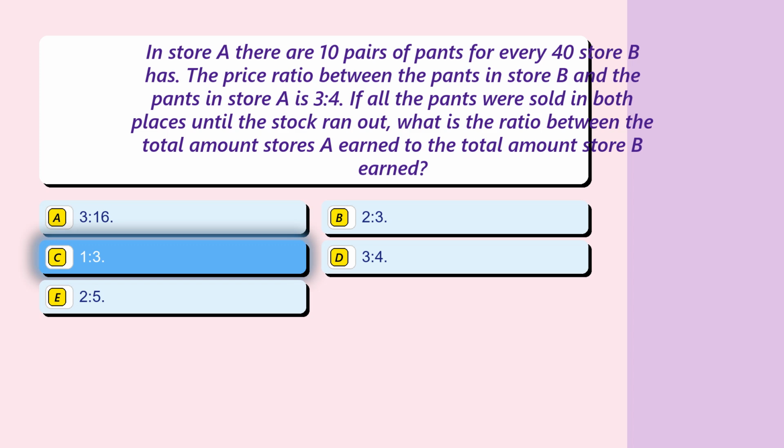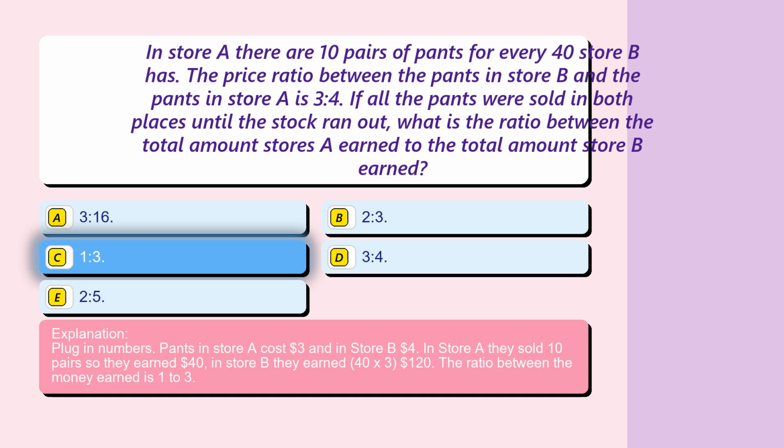The correct answer is option C, 1:3. Plug in numbers. Pants in store A cost $3 and in store B $4. In store A they sold 10 pairs so they earned $40, in store B they earned 40x3, $120. The ratio between the money earned is 1:3.